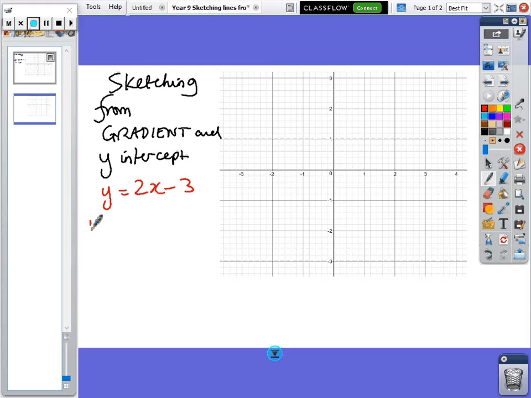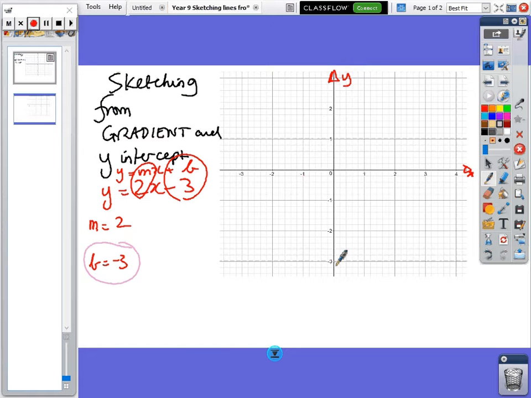So straight away, we know that the gradient is 2 and the y-intercept is minus 3, because that's just the y equals mx plus b approach. Okay, so the gradient is 2, the y-intercept is minus 3. So in this method, I've got a pre-labeled one, so there's your y, there's your x. So the y-intercept is minus 3, which is the first thing you mark in. So minus 3 is that spot there.